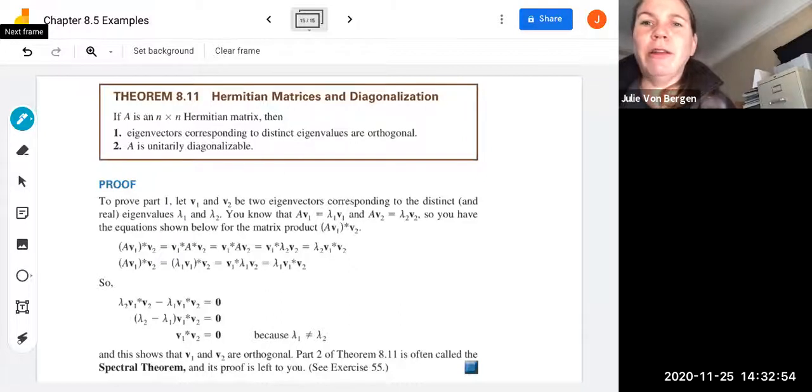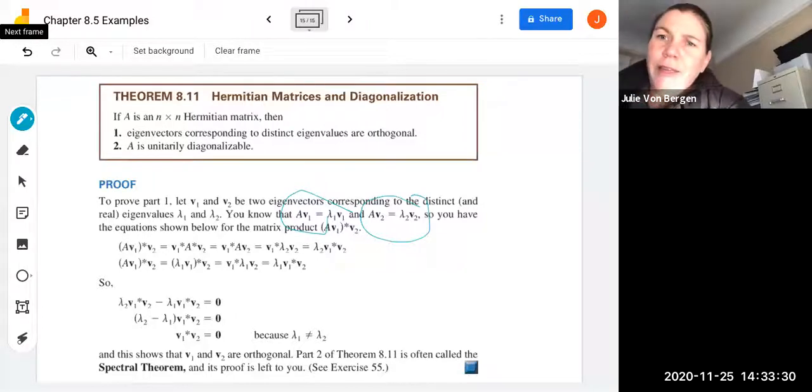All right, so down here we've got the first part of the proof. The second part of the proof you can look up online or try to work through on your own if you're feeling ambitious. So to prove part 1, we let v1 and v2 be 2 eigenvectors corresponding to the distinct and real eigenvalues lambda 1 and lambda 2. We know that Av1 equals lambda 1 v1 and Av2 equals lambda 2 v2. So we get these equations that are shown below for the matrix product, (Av1) conjugate transpose multiplied by v2.